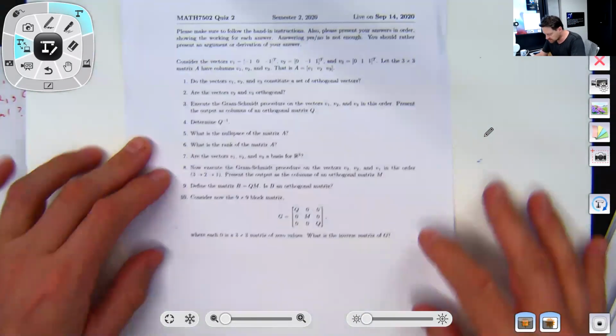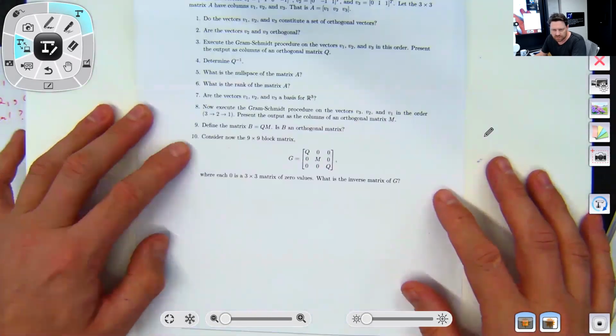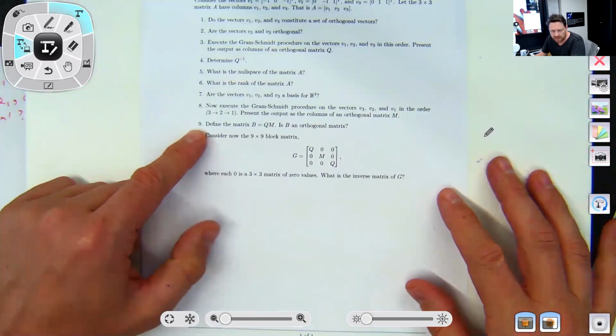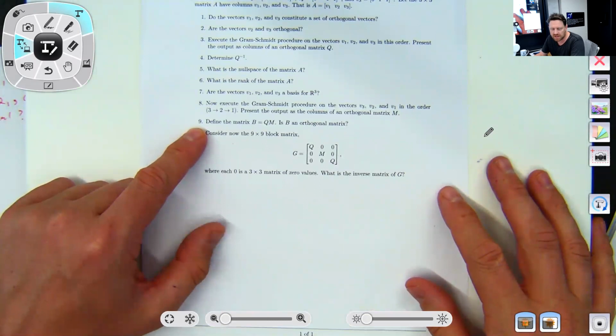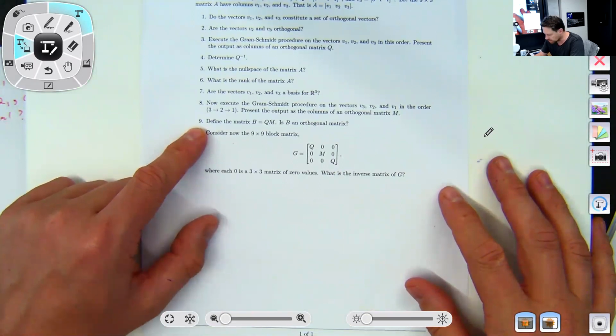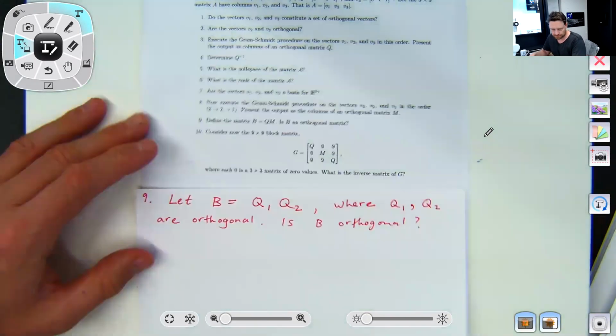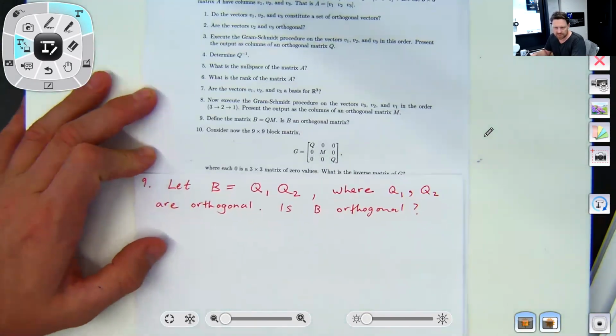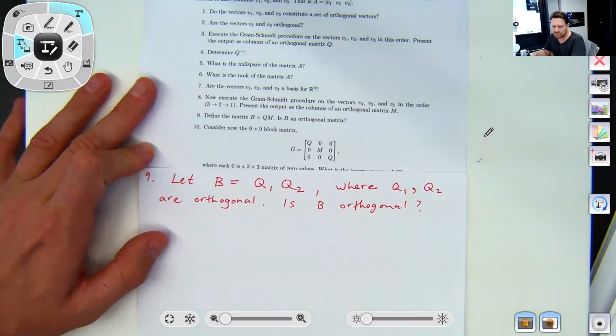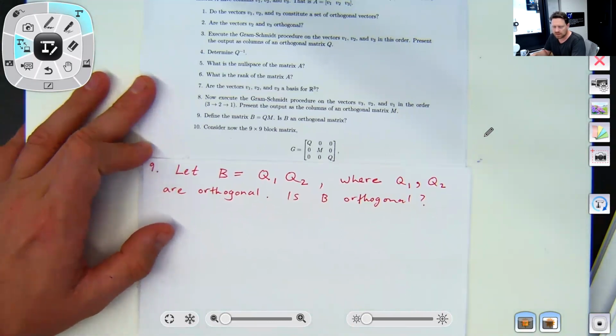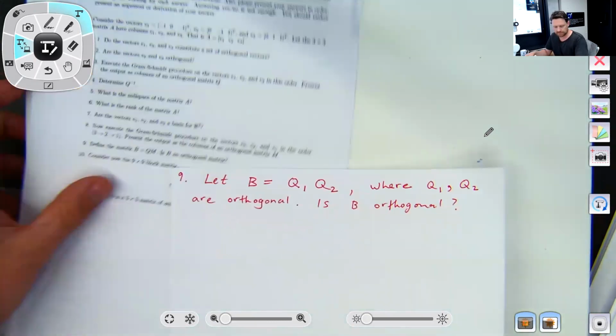Great. Thanks, guys. Okay, so this one says, we're looking at number 9 now. Define the matrix B equals Q times M. Is B an orthogonal matrix? Okay, so I've rewritten this a little bit differently. So I'd say let B equal Q1 times Q2, where Q1 and Q2 are orthogonal. Is the matrix B orthogonal?